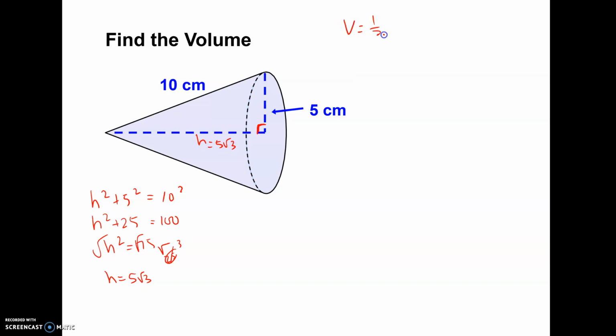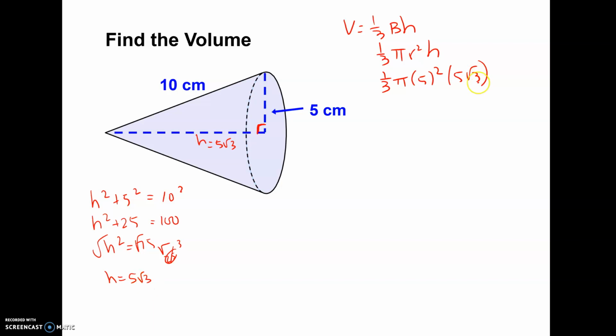Volume, 1/3 big B times h. So 1/3 pi r squared times h. 1/3 pi, my r here is 5 squared, and my h comes out to be 5 rad 3. So straight into your calculator, I would do this guy first. Take the square root. I didn't do it here because I didn't want to have to round it here.